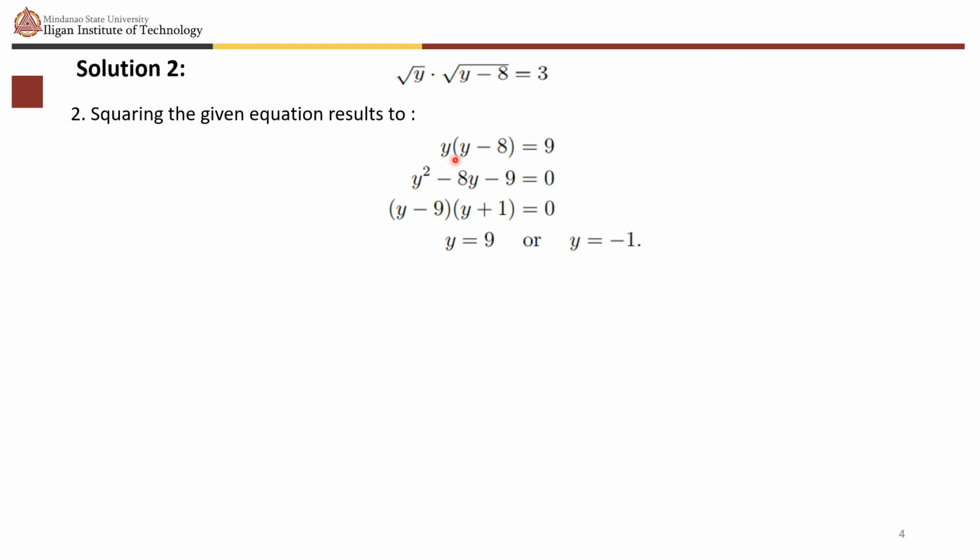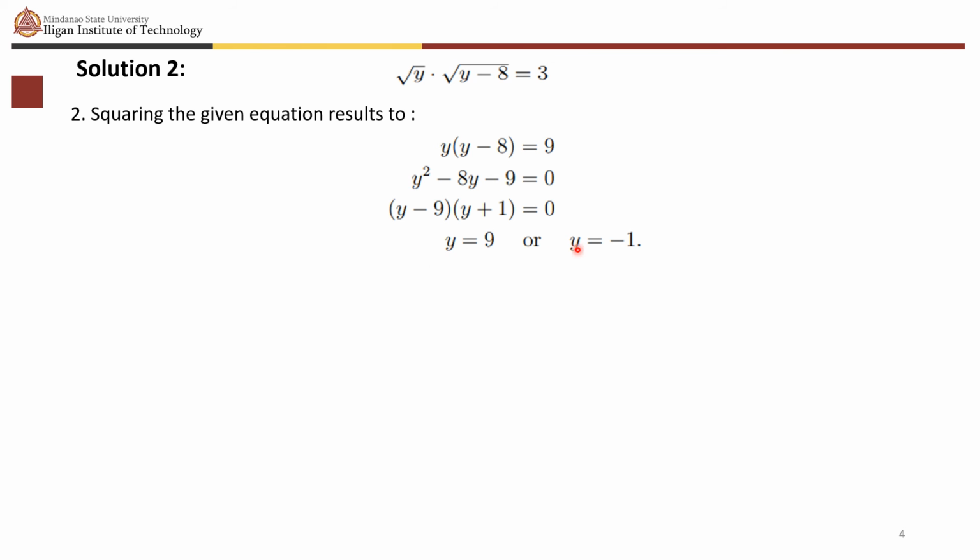And then distribute y to y minus 8. You will have y squared minus 8y. And then subtract 9 from both sides of the equation. So you have minus 9 here, so that becomes 0. And then factoring this will give us y minus 9 and then y plus 1. These are the correct factors because this will give us y squared minus 9y, and plus y will give us negative 8y, and minus 9 times 1 is negative 9. So we have y equals 9 or y equals negative 1.